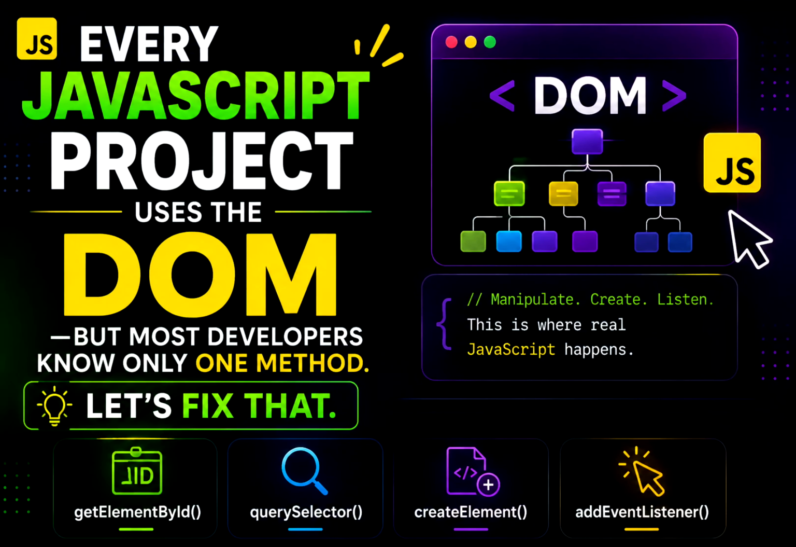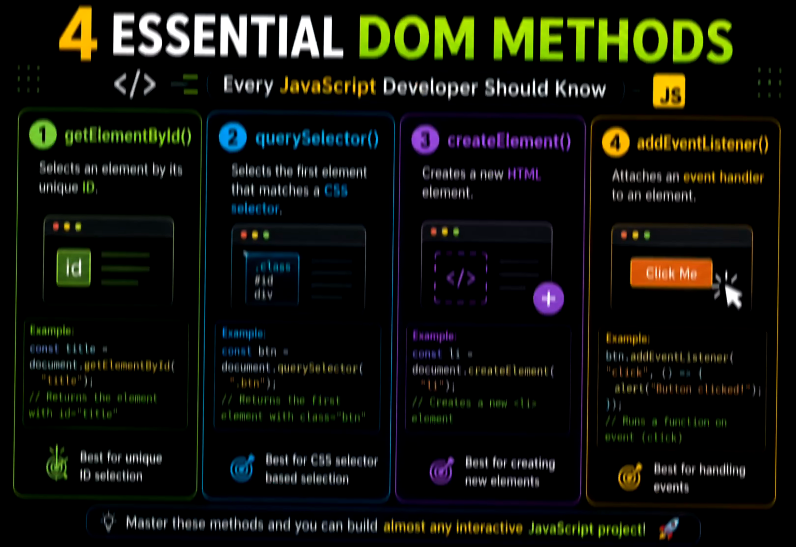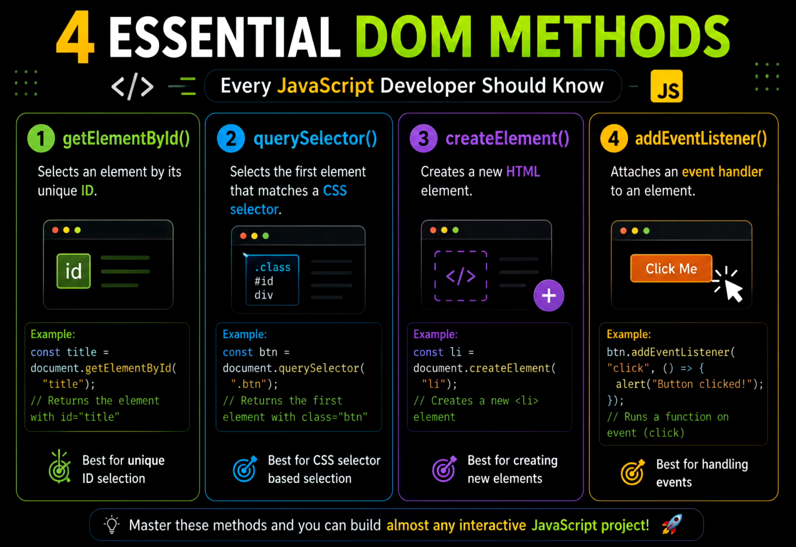Every JavaScript project uses the DOM, but most developers know only one method. Let's fix that. Want to build projects like to-do apps, weather apps, or games? Then you need these 7 DOM methods. By the end of this video, you'll know getElementById.